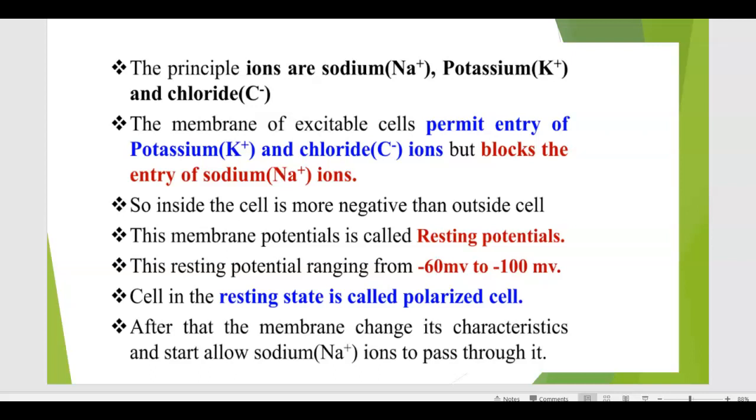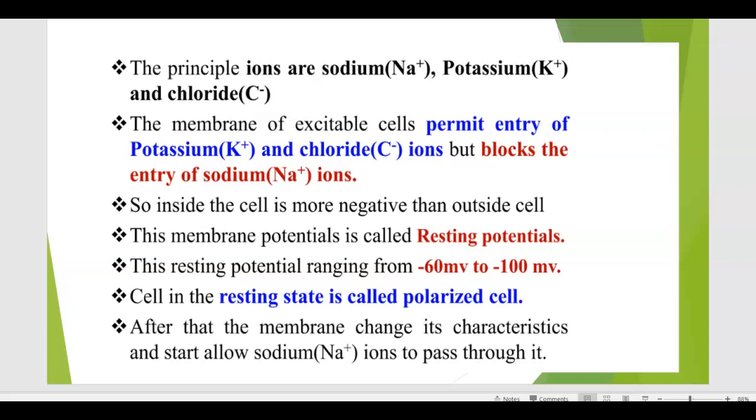So, the inside of the cell is more negative than the outside. This membrane potential is called the resting potential. What is resting potential? They permit only potassium and chloride ions, not sodium ions, so the inside of the cell is more negative. The resting potential ranges from minus 60 millivolts to minus 100 millivolts. Cells in the resting state are called polarized cells.